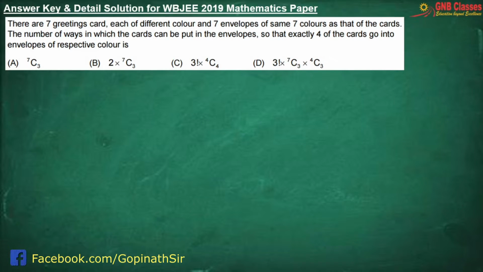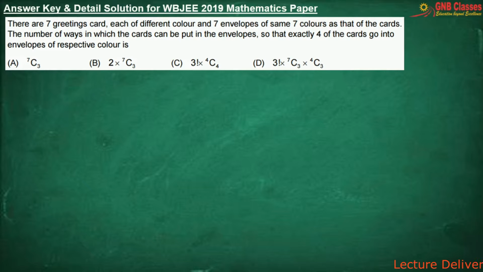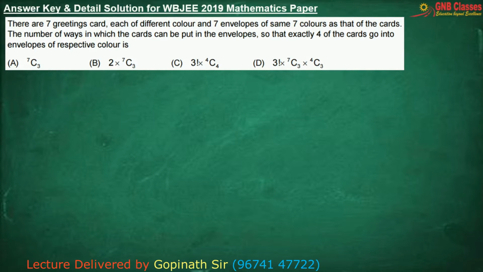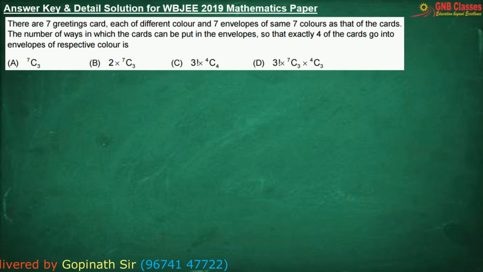In this question, they have given there are 7 greeting cards, each of a different color, and 7 envelopes of the same 7 colors as that of the cards. Now they have asked in how many different ways you can put those cards into envelopes so that exactly 4 of the cards go in the right envelopes of respective color.